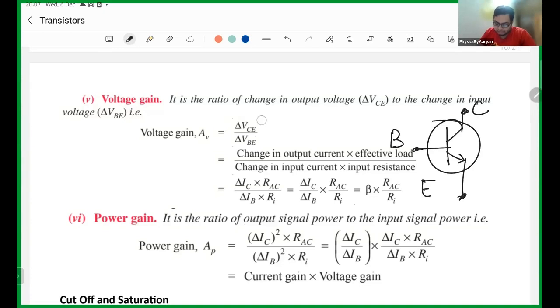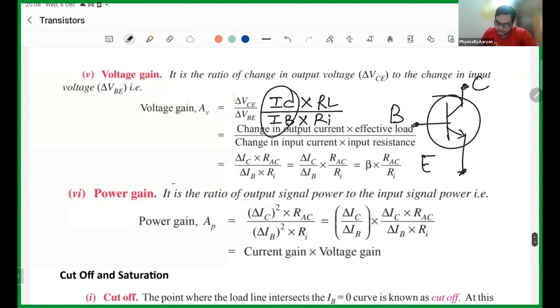Now voltage gain can be written as output current into load resistance divided by input current into input resistance. So this thing is known as current gain, and you can also call it beta, right? Because IC is what?